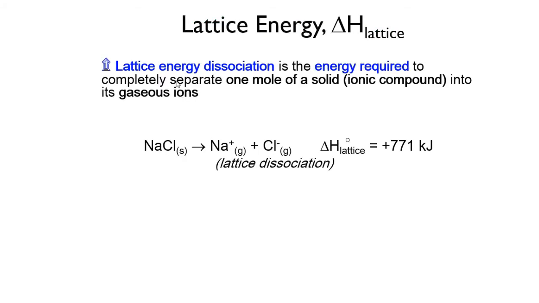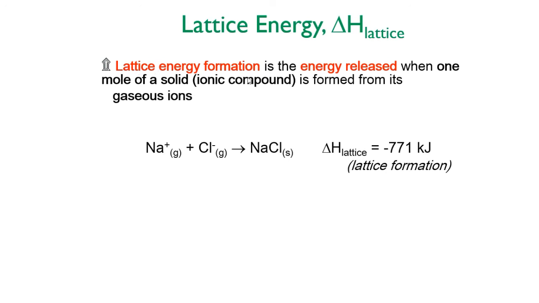Next is the opposite of lattice energy of formation, which is lattice energy of dissociation. We just reverse the equation. It is the energy required to completely separate 1 mole of solid ionic compound into its gaseous ions. So the sign of the lattice energy of dissociation is positive because this is endothermic. So you have to be alert whether you are calculating the lattice energy of formation or dissociation. As I said before, normally we are using lattice energy of formation.